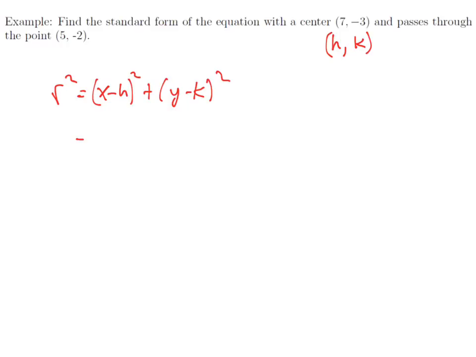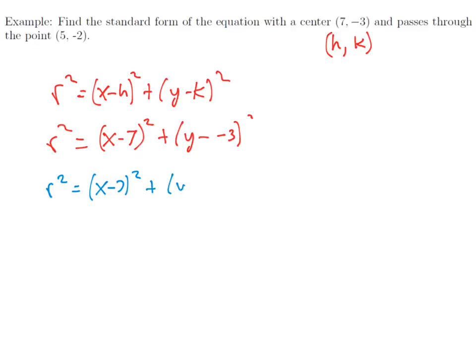Well, we have the center, so we're going to say x minus the h value, which is 7, squared, plus y minus the k value. Well, k is negative 3, so we're going to say y minus negative 3 squared. That is going to equal r squared. So simplifying this part down, we get r squared equals x minus 7 squared plus y plus 3 squared.